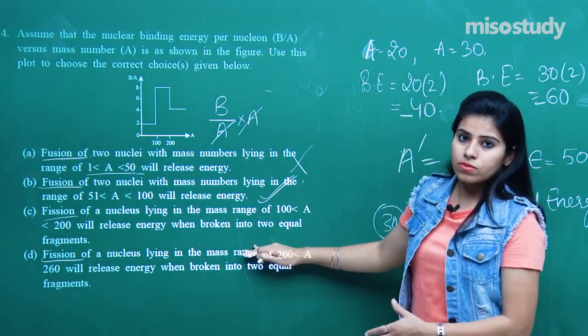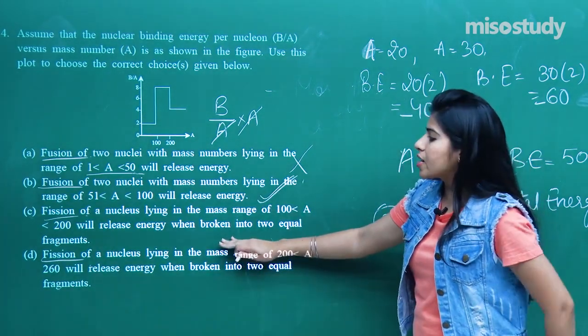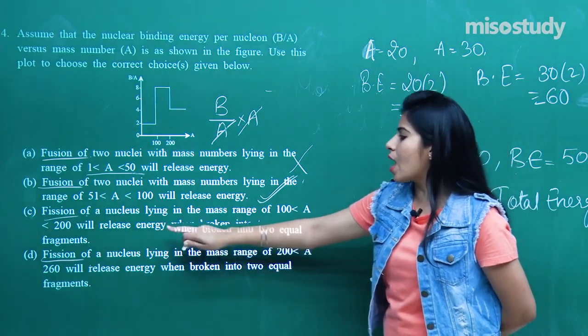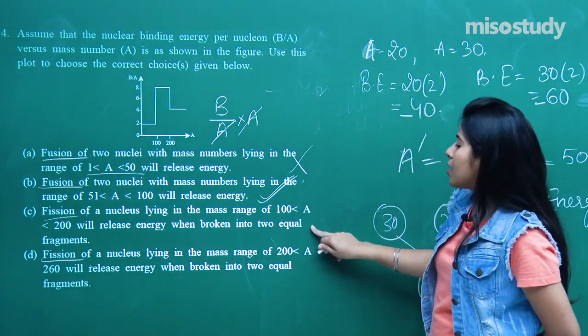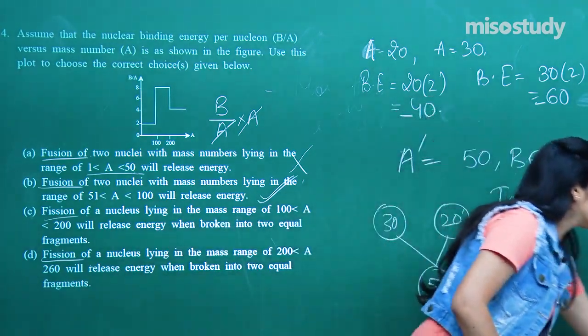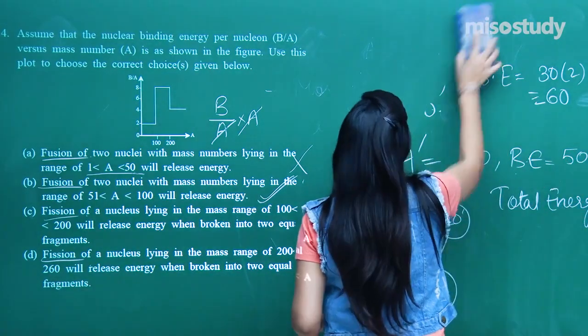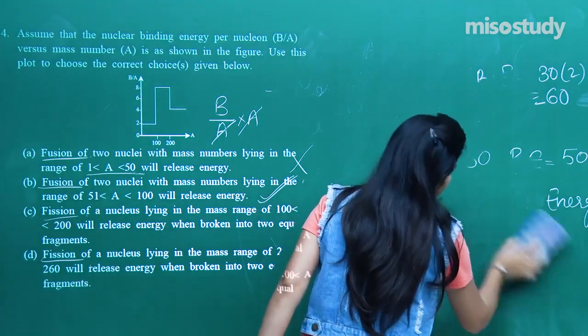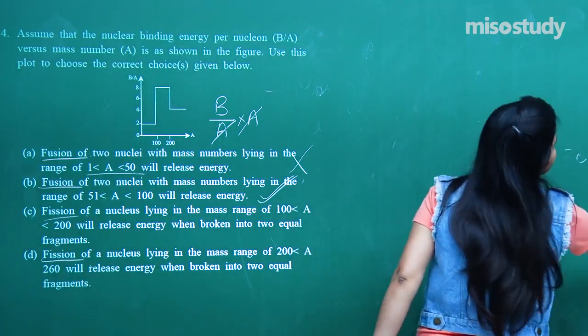Now the case of fission. For the case of fission, you can see here we have to consider the mass between 100 and 200. Let me just remove this from here. We are moving to this board side and we are going to write over here only.